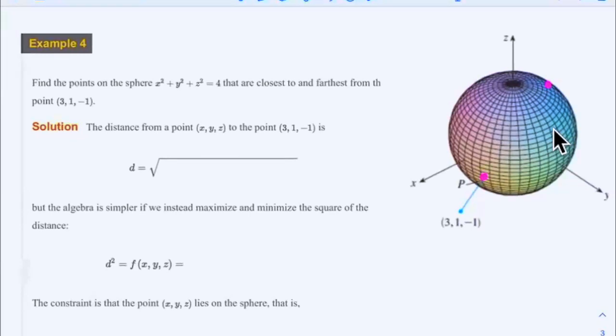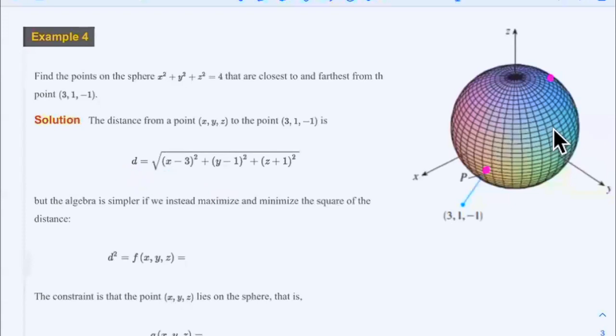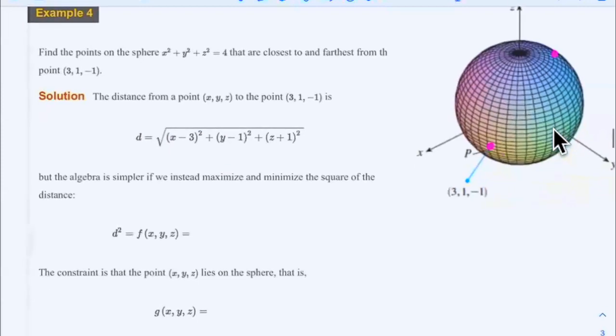The square root of (x minus 3) squared plus (y minus 1) squared plus (z plus 1) squared, right? So that's the distance. Now, when you do the algebra with this and take partial derivatives, it will be a little bit hard because of the square root. So how about we get rid of the square root by squaring both sides? So we're going to square both sides, and we get this.